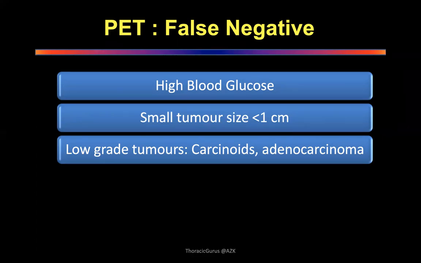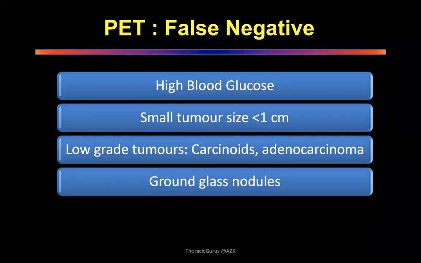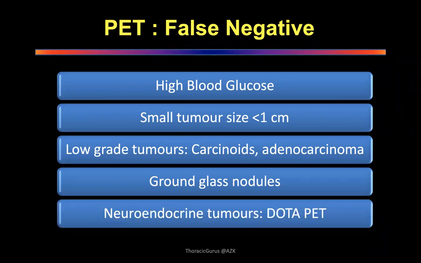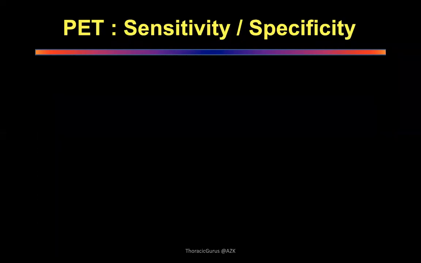Same thing works with carcinoids also. On an 18 FDG PET, the carcinoid may be negative, whereas it will come positive on a DOTA PET. So you must remember these things. Ground glass nodules, we spoke about it earlier, and neuroendocrine tumors, you must always do DOTA PET. That's the important thing that you have to do.